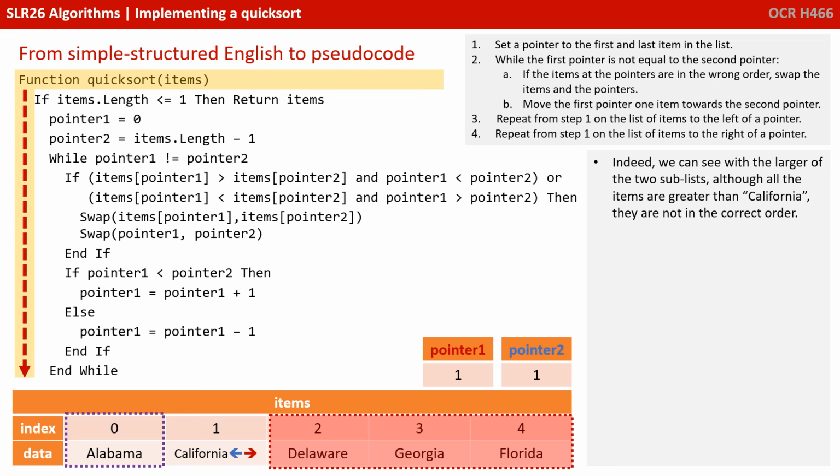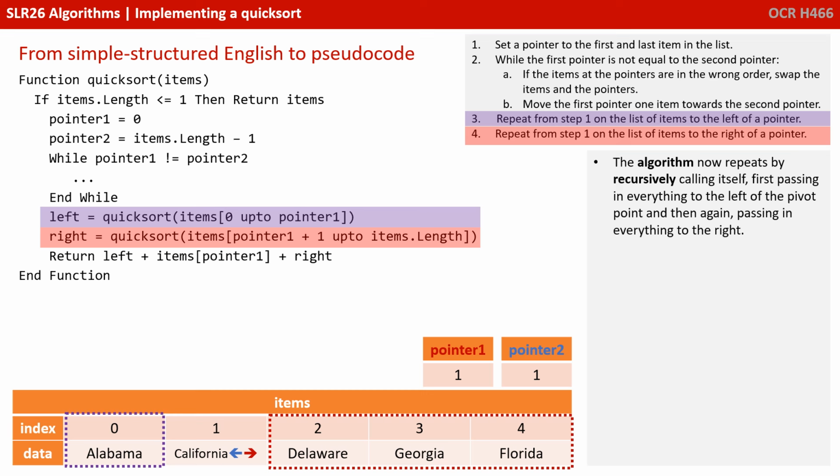Indeed, we can see with the larger of the two sublists, although the items are all greater than California, they are not themselves in the correct order. The algorithm now repeats by recursively calling itself, passing in everything to the left of the pivot point, and then again passing in everything to the right.